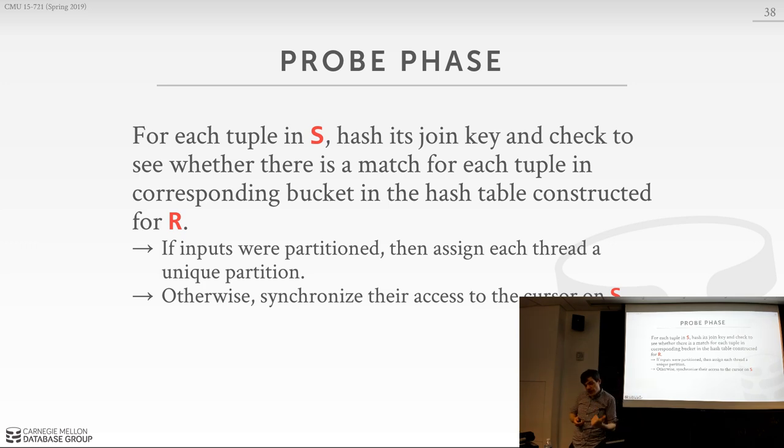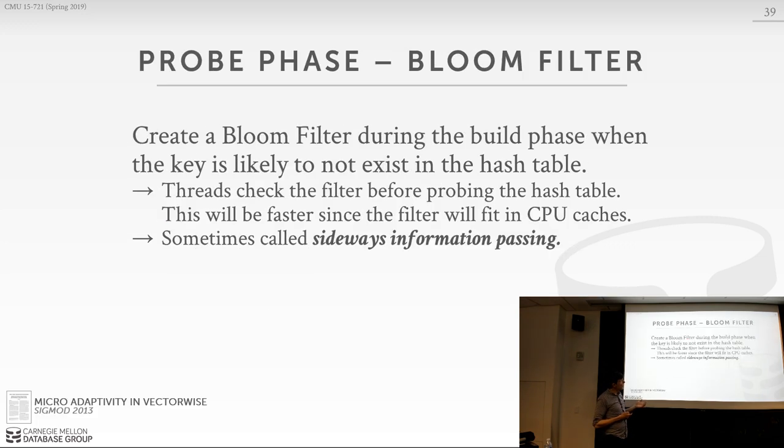So one optimization that we can do here, really the only optimization that I'm aware of that we can do in our probe phase, is a trick from VectorWise where you build a bloom filter during the build phase, and you use that before you do your probe in the third phase. So you check the bloom filter to see whether the key you're looking for exists in the hash table. If yes, then you go do the probe. If no, then you stop. All right, so say again, I'm doing a join on A and B.